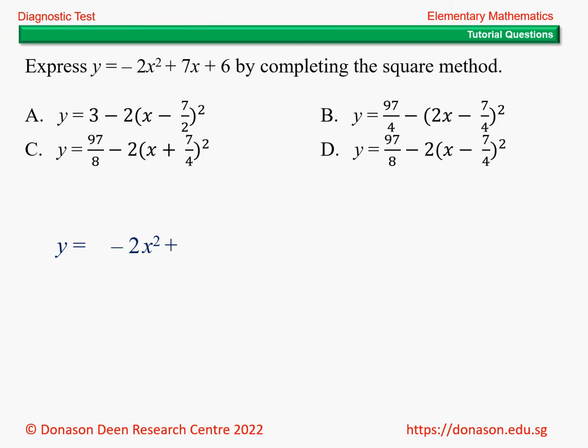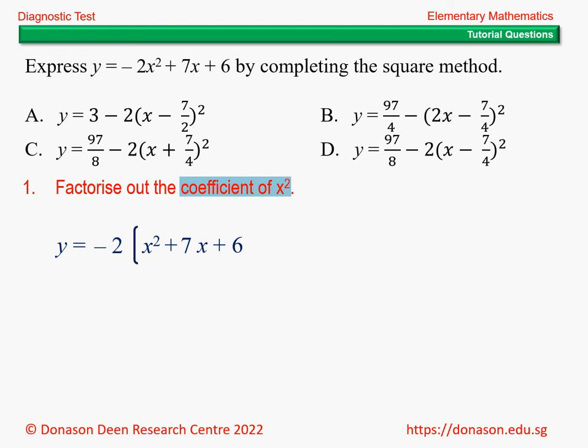Now, first step you're going to do is to just copy down the expression, and what we're going to do is to make x square have a coefficient of 1. So of course right now it is having a coefficient of minus 2, so we're going to take that outside a bracket. So we are going to factorize out the coefficient of x squared, which is of course in this case a minus 2. So let's pull out the minus 2 and let's put an open bracket.